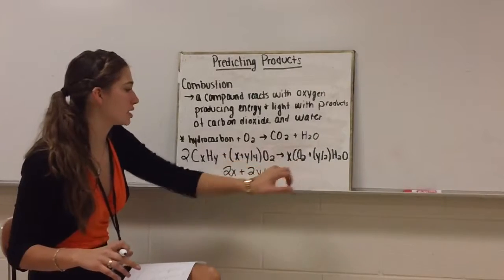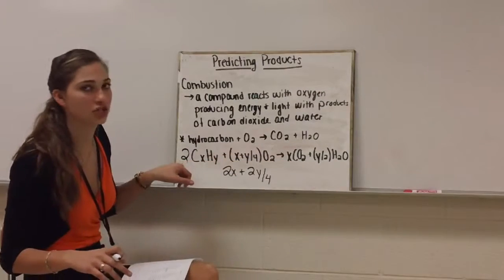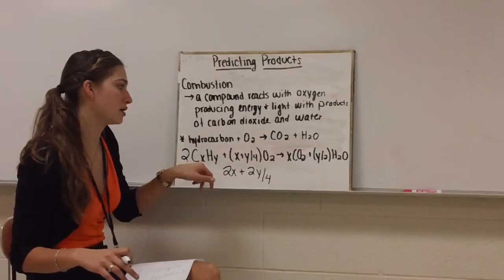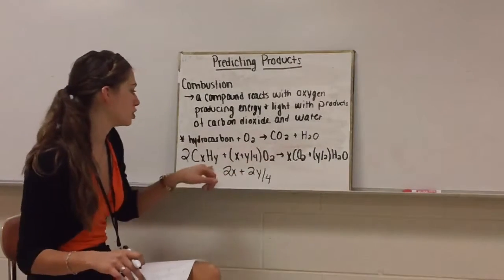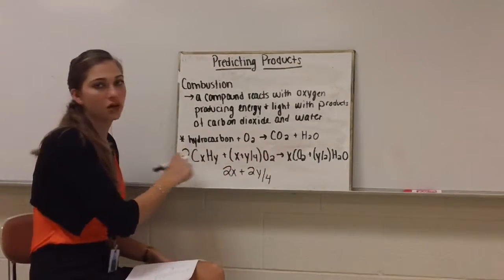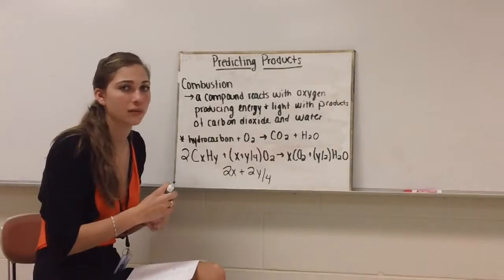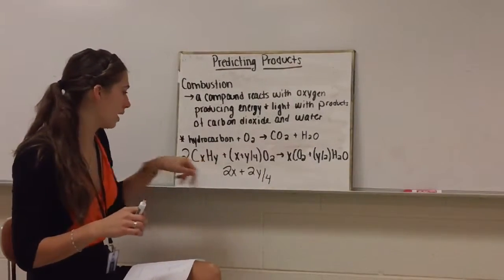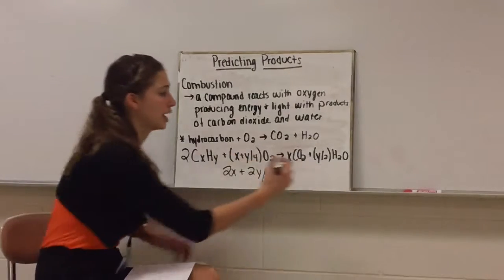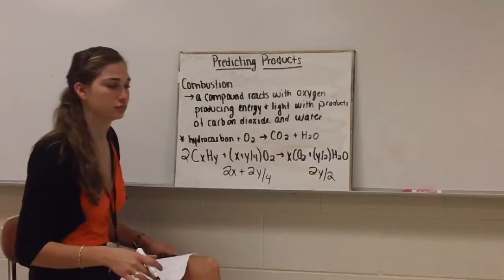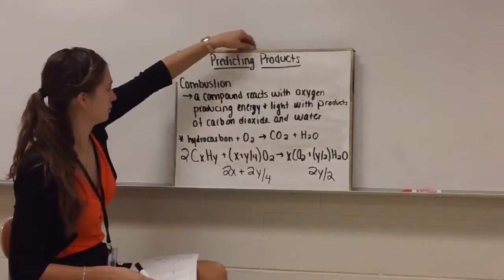And then carbon dioxide would be our x. If we have a coefficient out in front of the hydrocarbon, we have to make sure to multiply our coefficient by our x. And for water, we do y divided by 2 for our coefficient. Again, if you have a coefficient out in front of your hydrocarbon, you have to multiply y by the 2. So then you would get, for this instance, 2y divided by 2. So let's practice this.